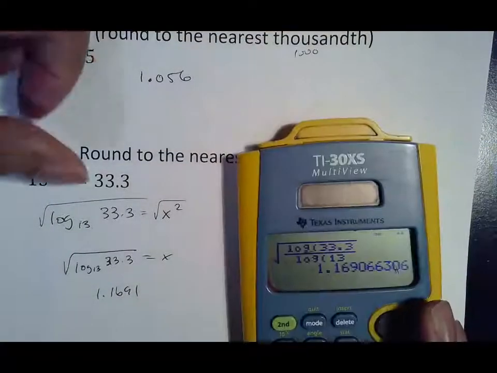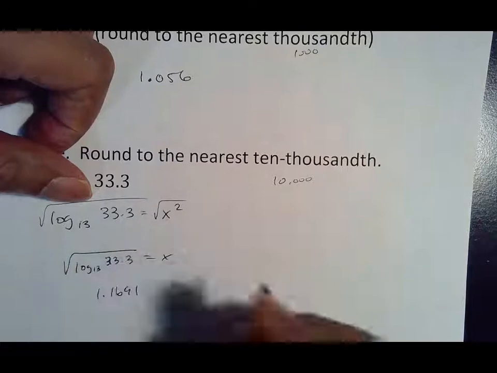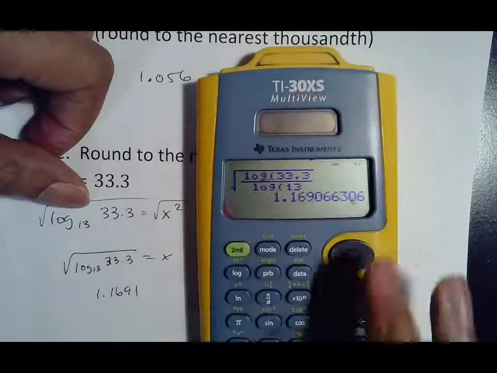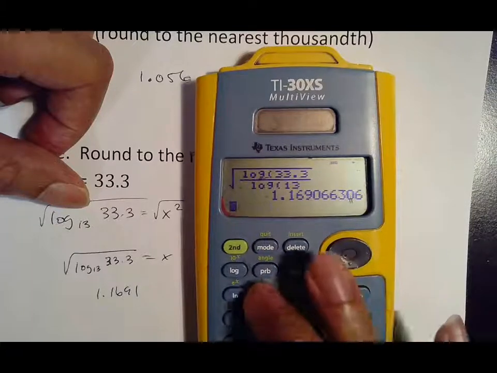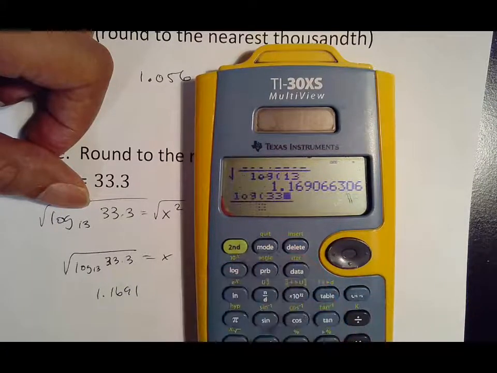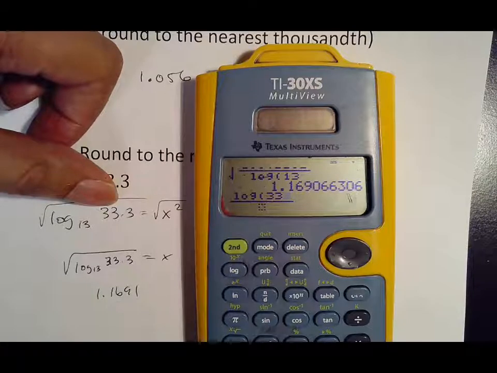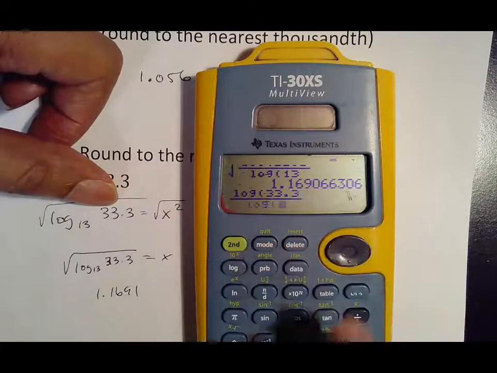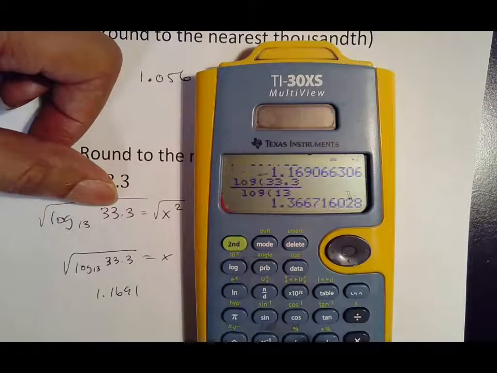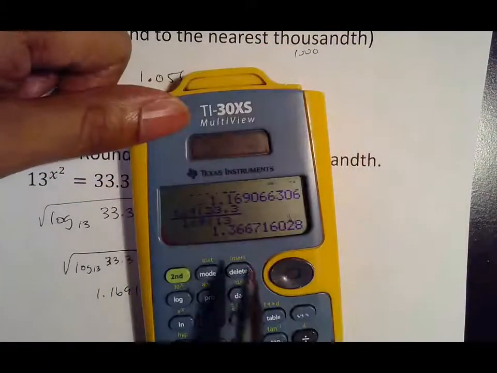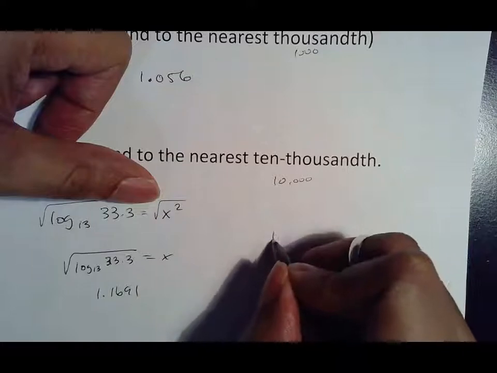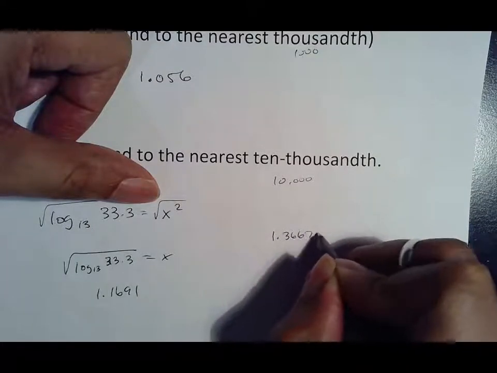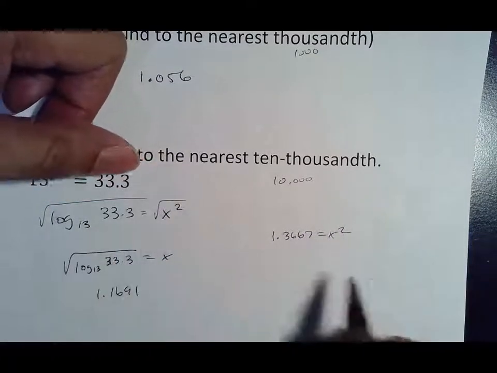Now let me just show you real fast what would have been the difference if I converted that first to be log base 13. Maybe it doesn't throw it off too far, but let's see. So let's say I converted this before square rooting. So I'm again going to go to 10,000, so that'll be 1667. So it would have been 1.3667 equals x squared if I did not square root first.